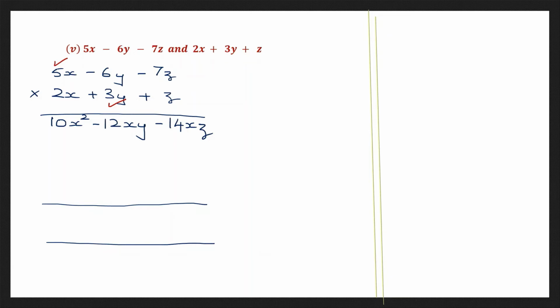Now we're going to take the next term 3y. We are going to multiply it by 5x. 3y into 5x. So the numbers are 3 into 5 and the letters are y into x. So 3 5s are 15xy. So we've got plus 15xy. Let's put it in the right column. So here we have plus 15xy.